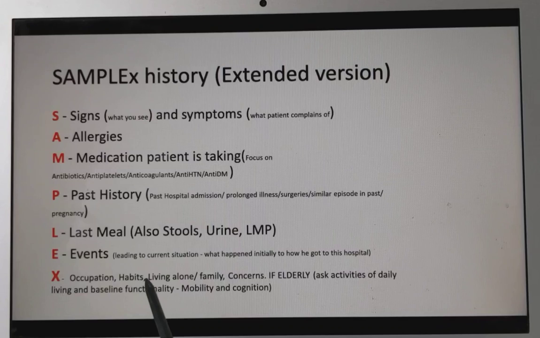And X covers all the important aspects of occupation, what the person does, the habits, whether they live alone or with family, what their main concerns are. If elderly, then activities of daily living and baseline functionality, where their mobility and cognition should be asked for and considered.